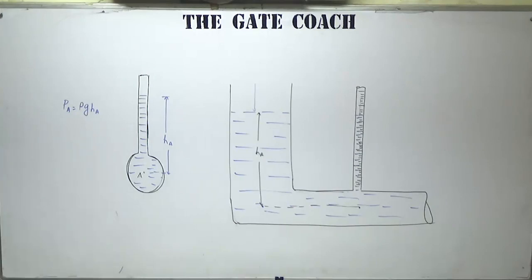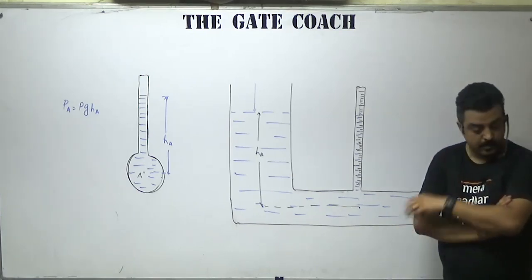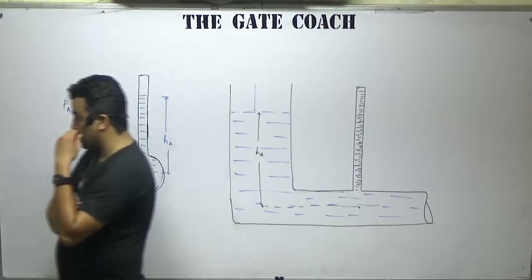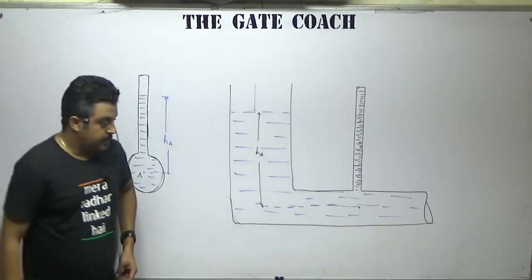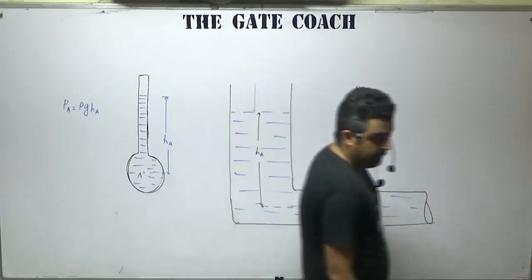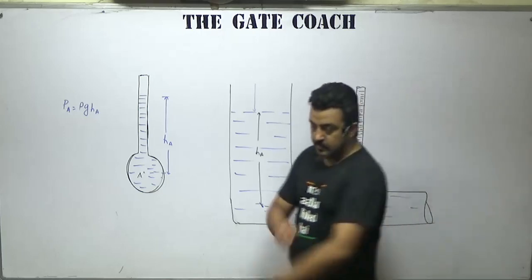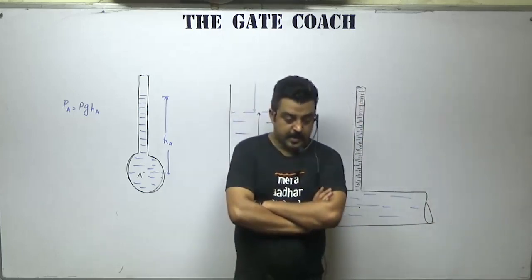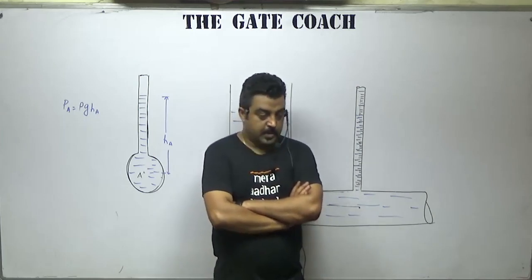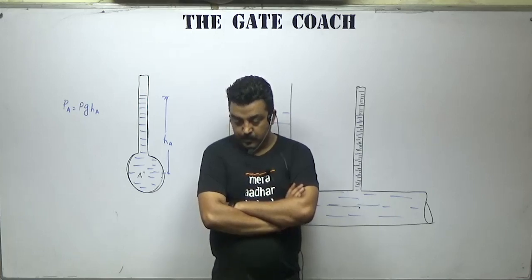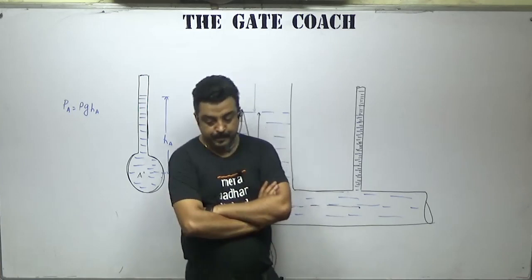Draw these two diagrams. Done. Write down: piezometer is a straight transparent glass tube whose both ends are open.